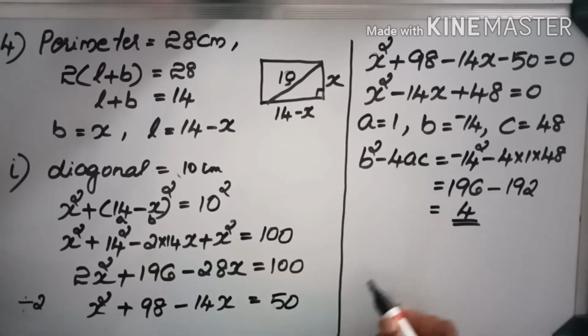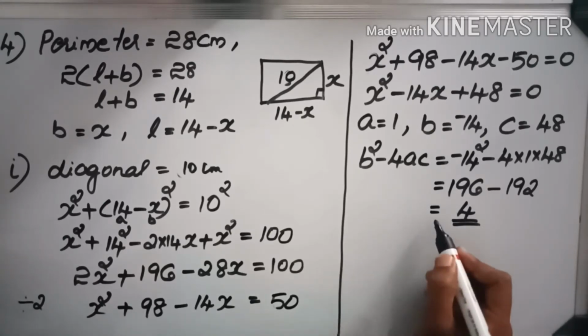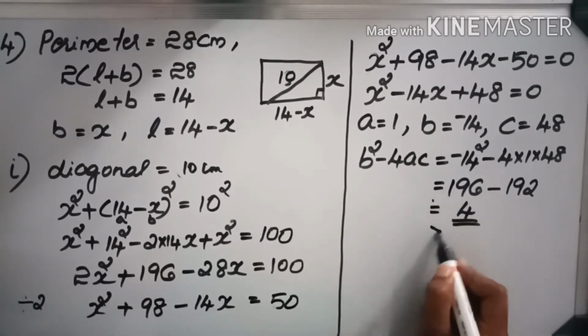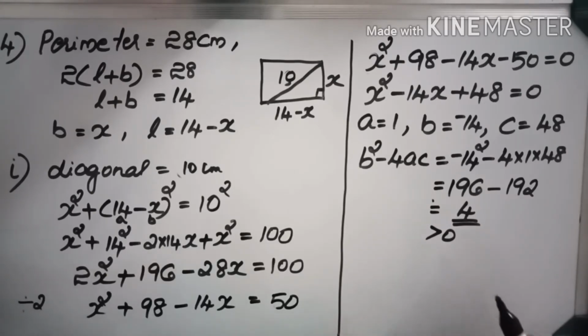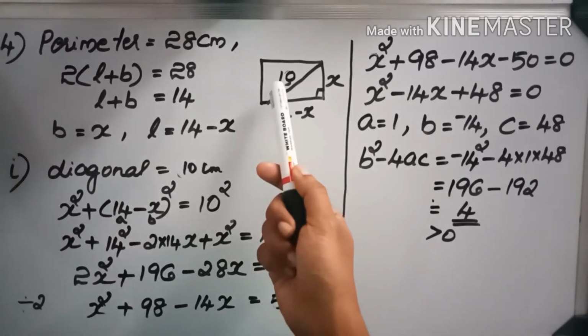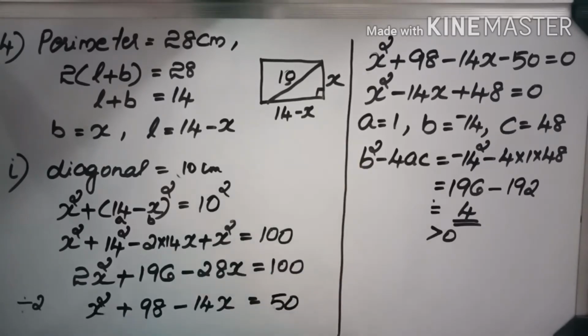It is a positive number, that means greater than 0. That means we can solve this equation and we will get 2 answers, that means 2 solutions. So it is possible to make, and we need to find the sides also. If the diagonal is 10 centimeter, what will be the length and what will be the breadth?